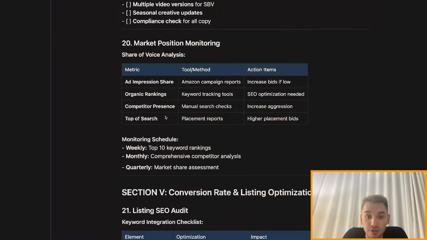You should also track your top of search for your important keywords through brand analytics, so that way you know how you compare to your competition at any point in time.